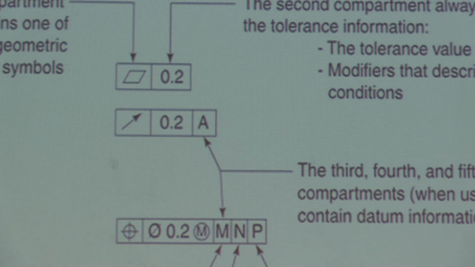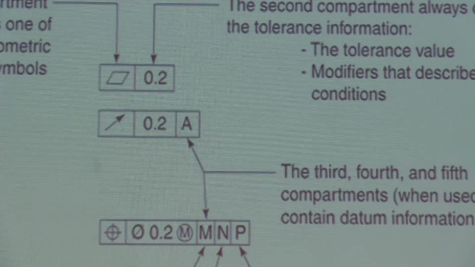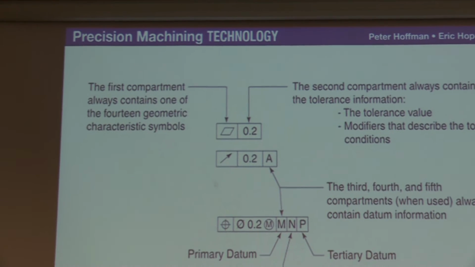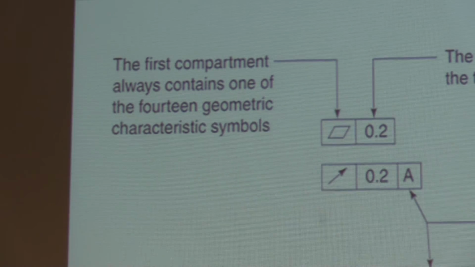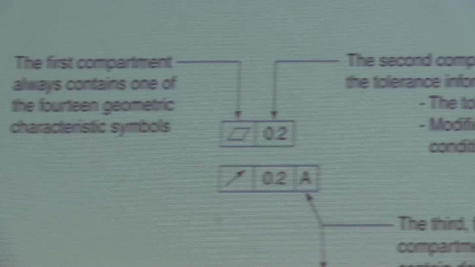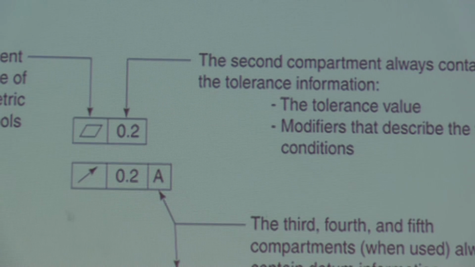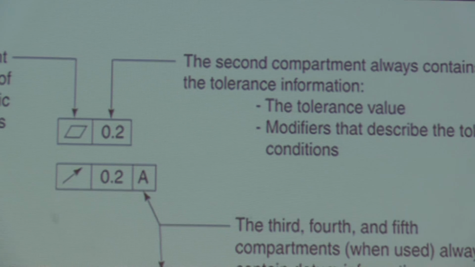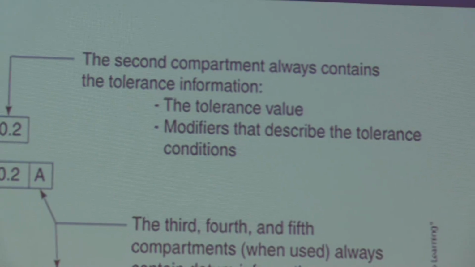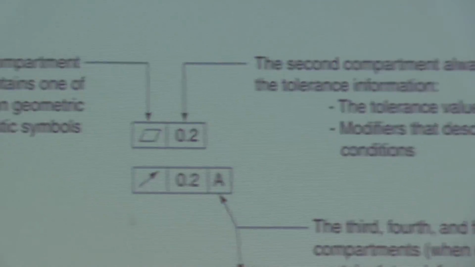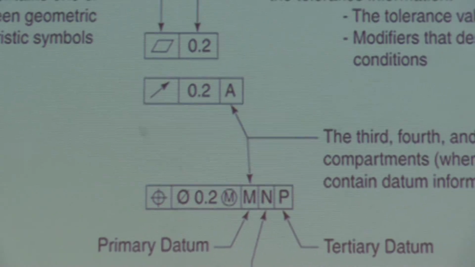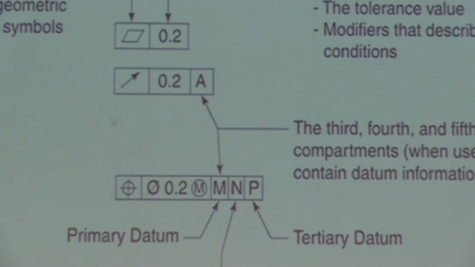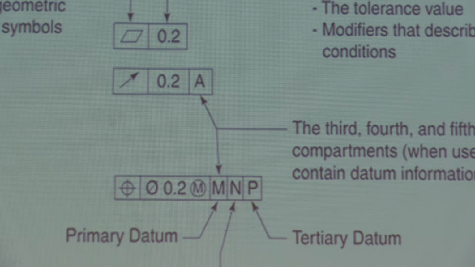So here it breaks down parts of a feature frame control. The first component always contains one of the 14 geometric characteristic symbols. So in this case it is flatness. The 0.2 is the second compartment. It always contains the tolerance information, the tolerance value, and modifiers that describe the tolerance conditions. So let's look at this one here. Okay, so the next one down below that. All right.